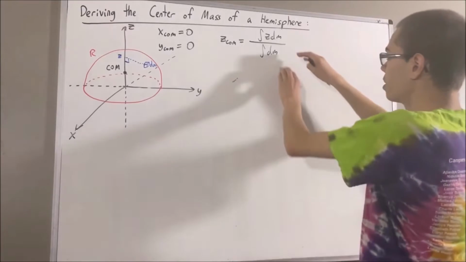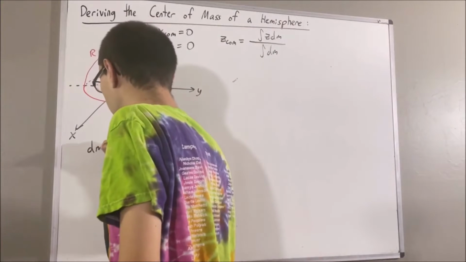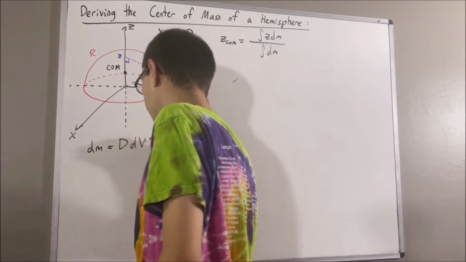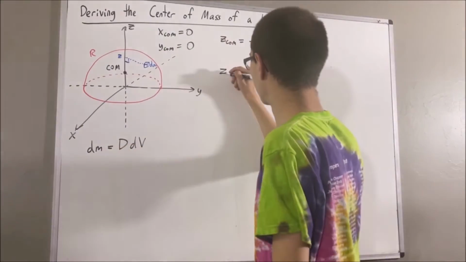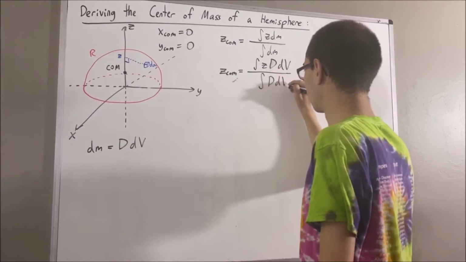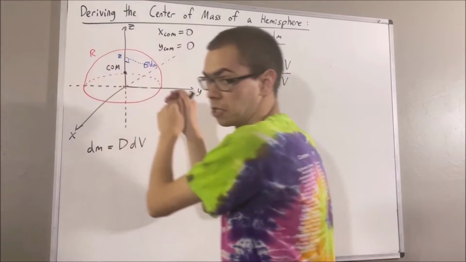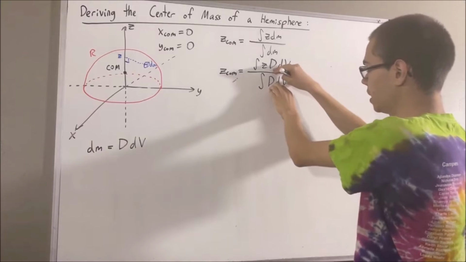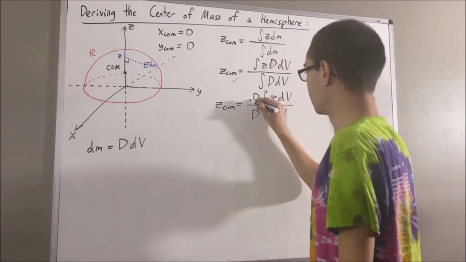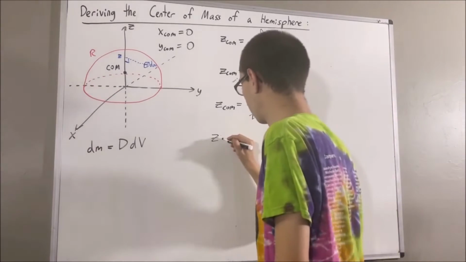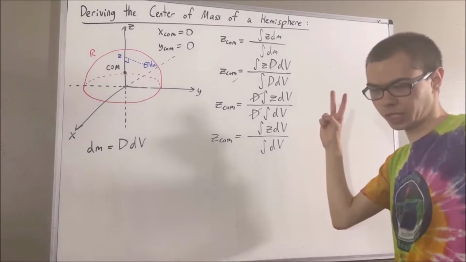Now first, let's re-express dm in terms of density. If you recall, differential mass is equal to density times differential volume. So let's re-express dm as d dv. Now for our purposes, we're going to treat density as though it's constant. So we have uniform density throughout our sphere, which means we can pull d to the outside of our integrals. So density cancels out, and we're left with this.